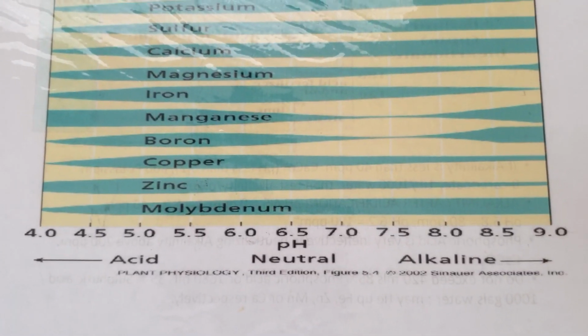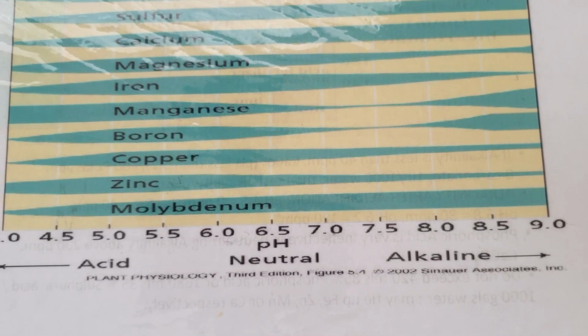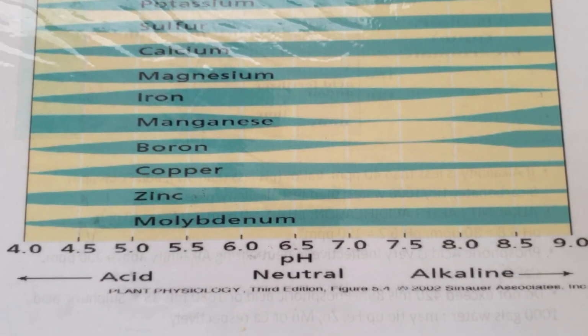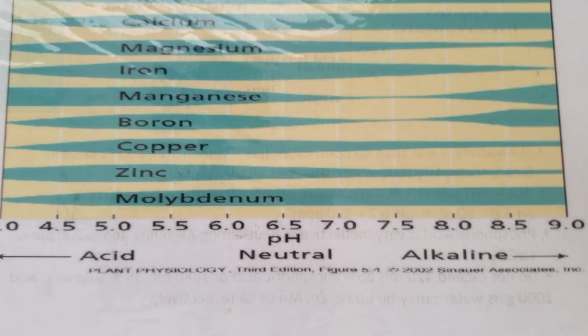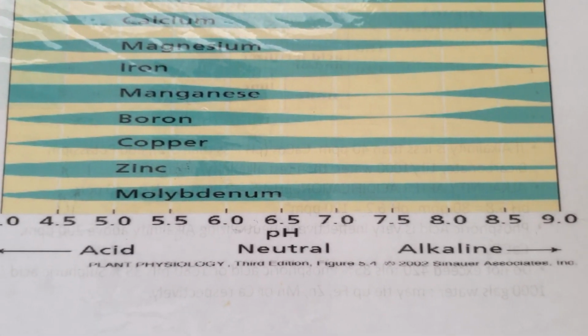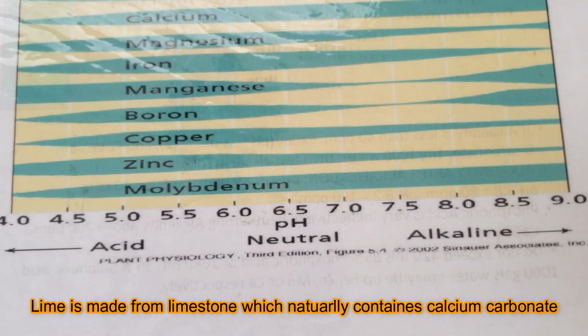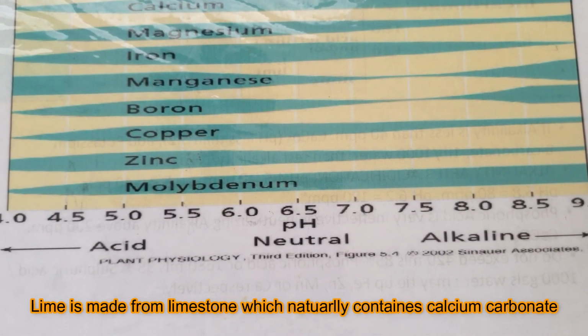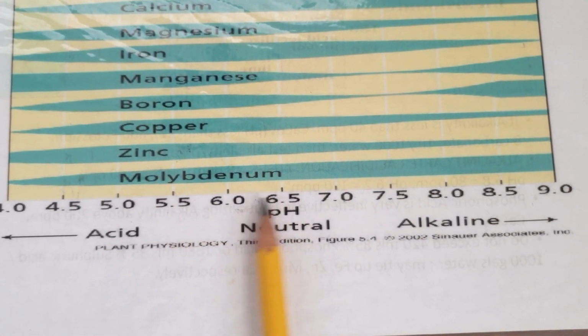And of course, if your pH is too alkaline and you want to bring it down, you can use soil acidifier and bring down the pH. If your pH is too acidic, in this range, you could add lime to bring it back up between this range, 5.5 to 6.5.